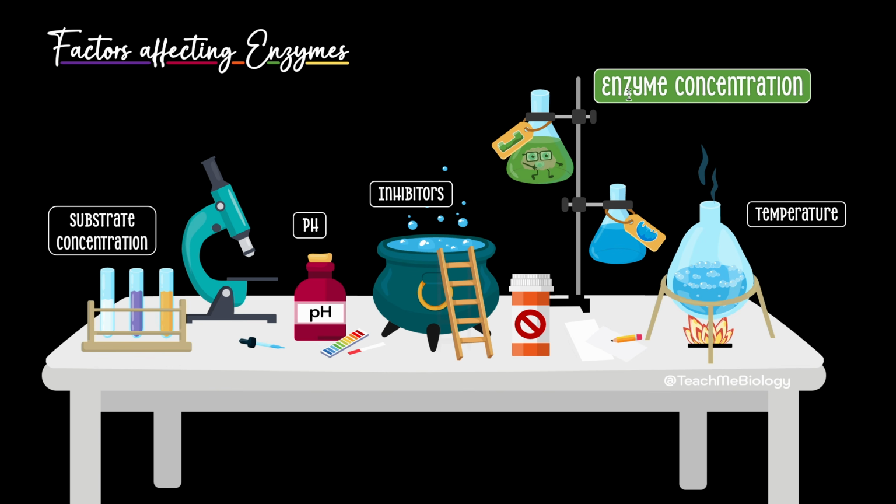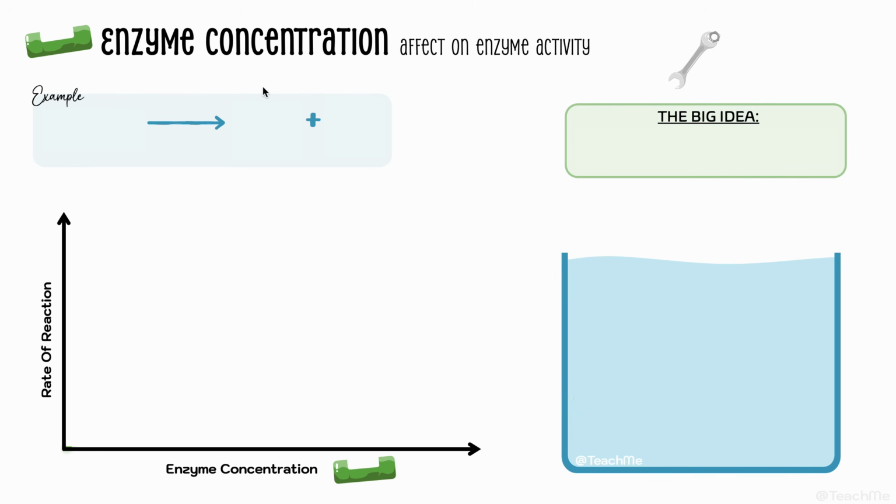First off, we're going to focus on enzyme concentration. To explain the effect of enzyme concentration on enzyme activity, we're going to use this specific reaction right here. Our reactant, our substrate, is going to be hydrogen peroxide, and we're going to convert it into water and oxygen. And the enzyme, the tool responsible for doing so, is called catalase.